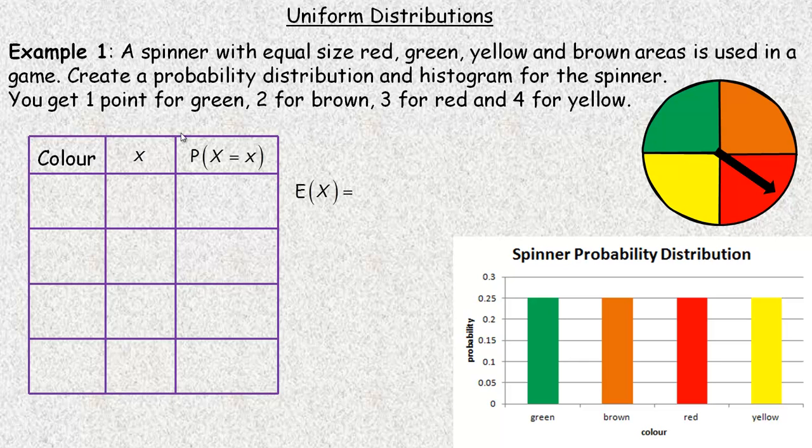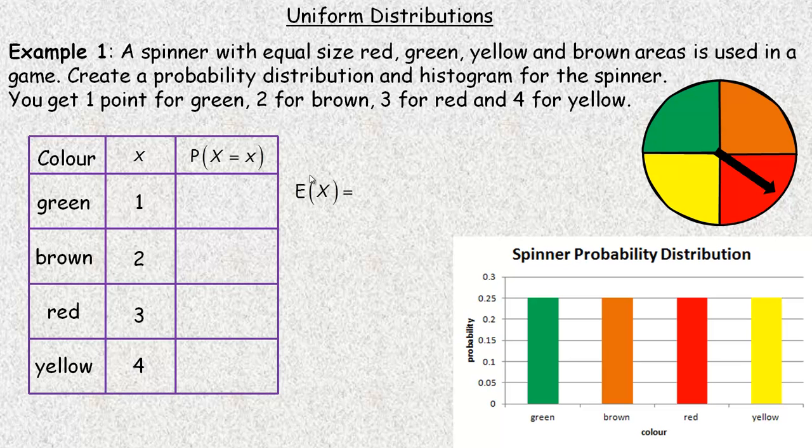And so we would put the colors in first. The colors are green, brown, red, and yellow. And it says you get 1 point for green, 2 for brown, 3 for red, and 4 for yellow. So we put those in the table. You need some kind of numerical value in order to make it a true probability distribution and to be able to calculate an expected value.